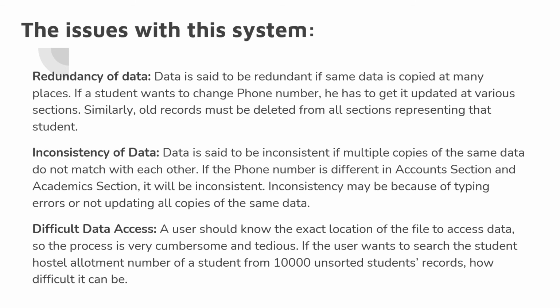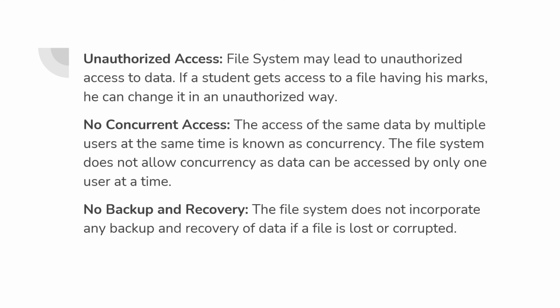Difficult data access. A user should know the exact location of the file to access data, so the process is very cumbersome and tedious. If the user wants to search the hostel allotment number of a student from 10,000 unsorted students' records, how difficult it can be. Unauthorized access. File system may lead to unauthorized access to data. If a student gets access to a file having his marks, he can change it in an unauthorized way.